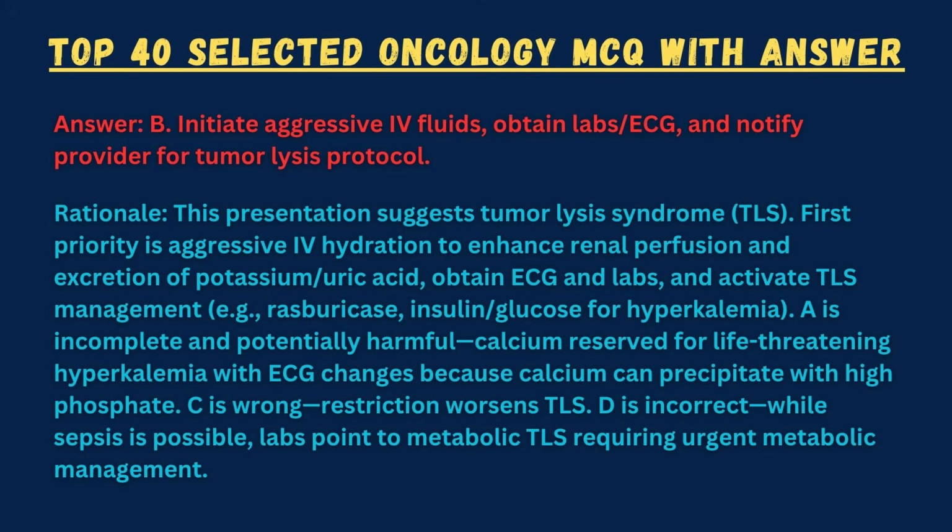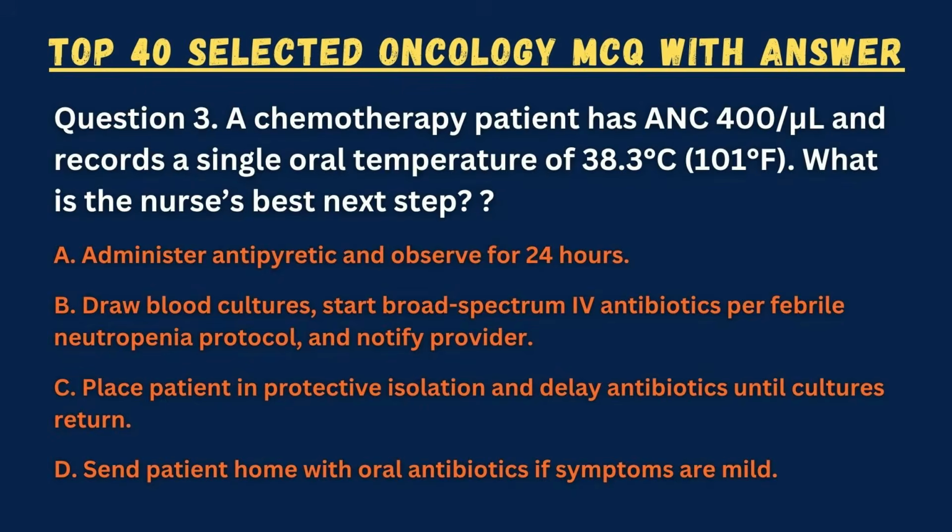C is wrong. Restriction worsens TLS. D is incorrect. While sepsis is possible, labs point to metabolic TLS requiring urgent metabolic management. Question 3. A chemotherapy patient has ANC 400 per microliter and records a single oral temperature of 38.3 degrees Celsius, 101 degrees Fahrenheit. What is the nurse's best next step?